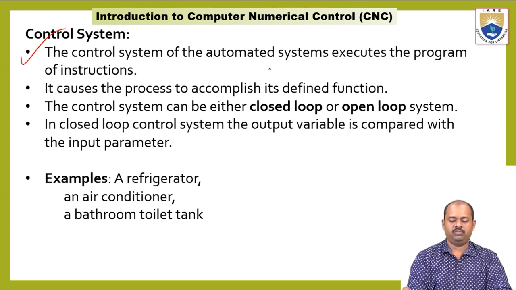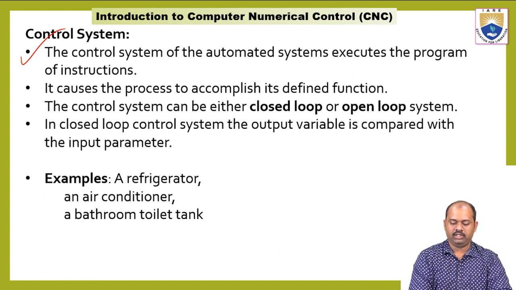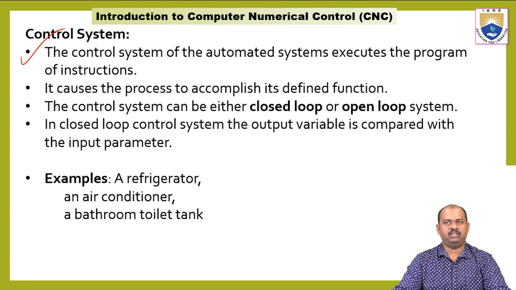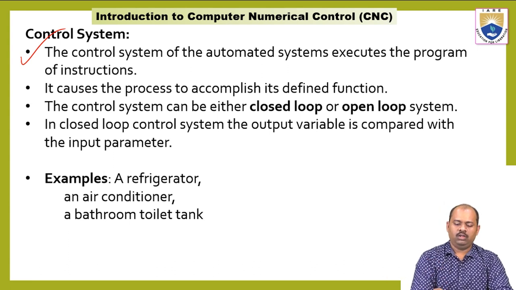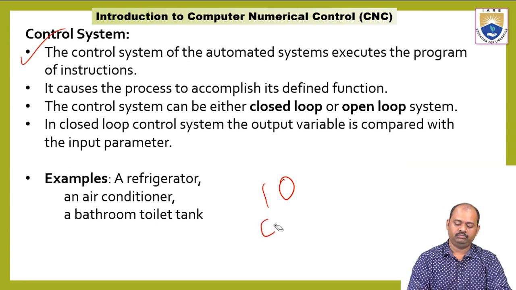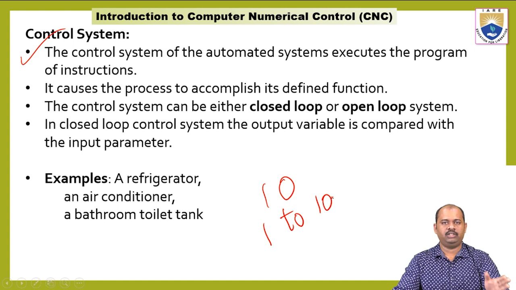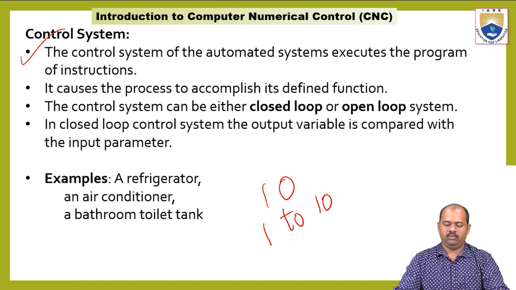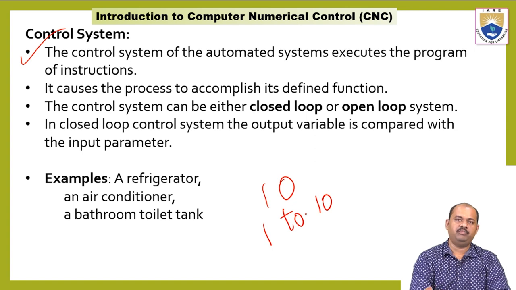So the control system of an automated system will execute all the programs of instructions, and then it causes the process to accomplish its defined function. So if I give a 10-step program for completing a manufacturing process, the control system should work starting from step 1 to step 10, not in a different manner. It has to go from step 1 to step 10 for completing the particular manufacturing process.